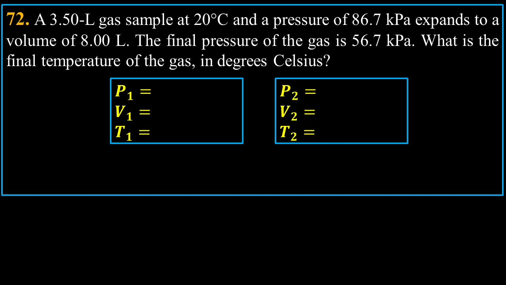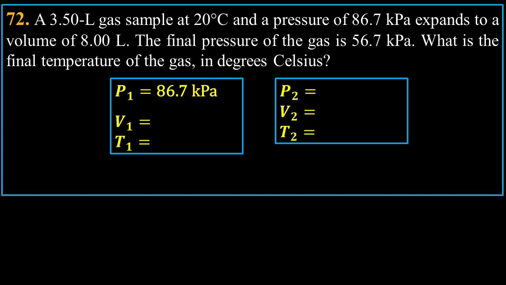A 3.5 liter gas sample at 20 degrees Celsius and a pressure of 86.7 kilopascals expands to a volume of 8 liters. The final pressure of the gas is 56.7 kilopascals. What is the final temperature of the gas in degrees Celsius?